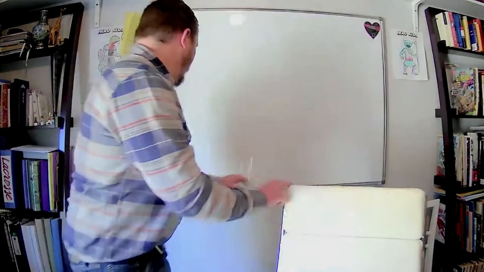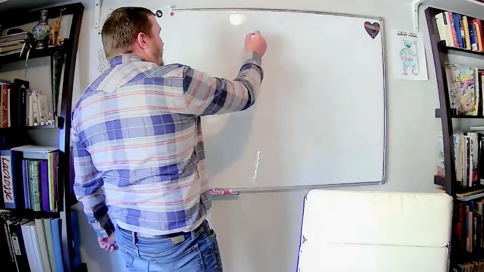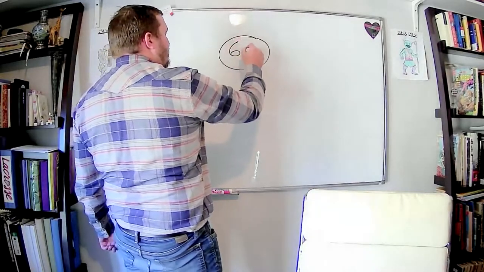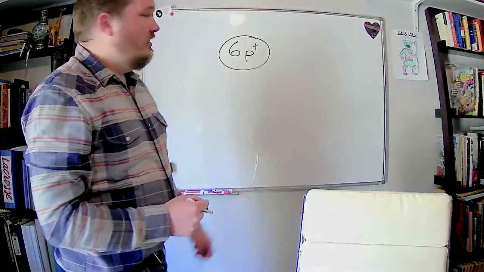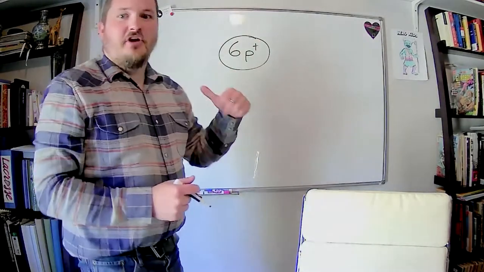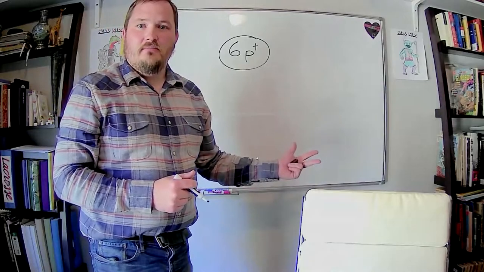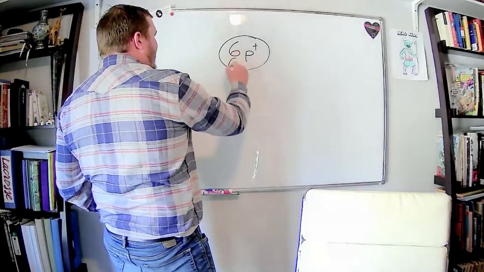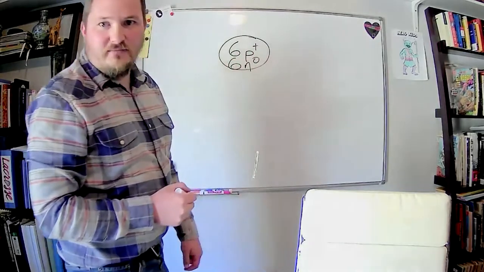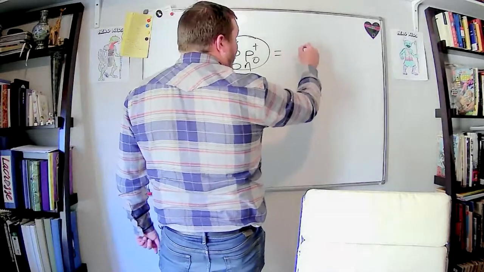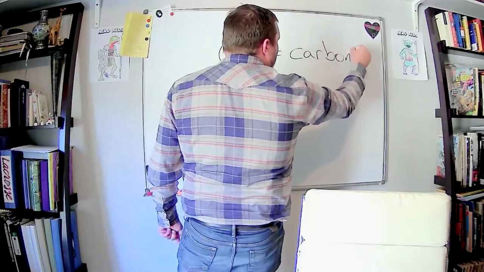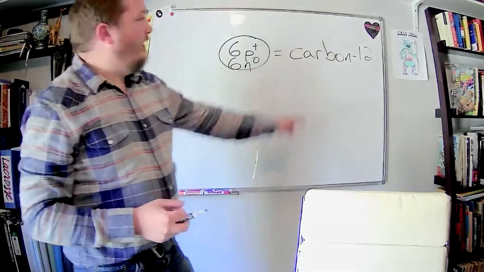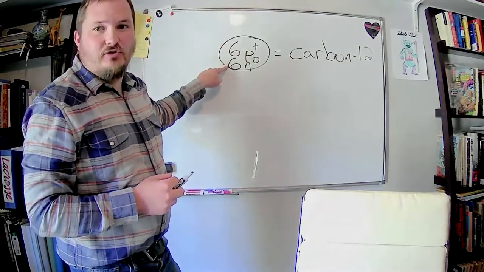So for instance, if we wanted to talk about the isotopes of carbon, carbon is always going to have 6 protons in the nucleus. But its total mass is either going to be 12, 13, or 14. Those are the most common ones anyway. If you have 6 protons and 6 neutrons in the same nucleus, that is what we call carbon-12. The 12 is just referring to the fact that we add 6 protons plus 6 neutrons.